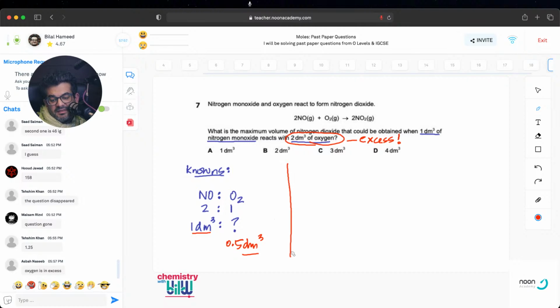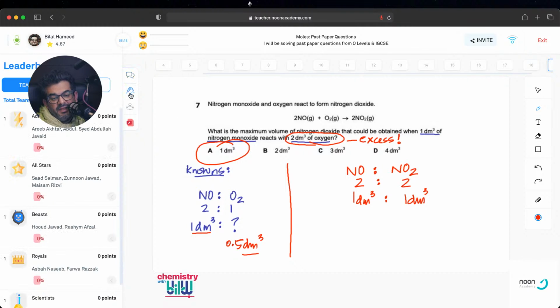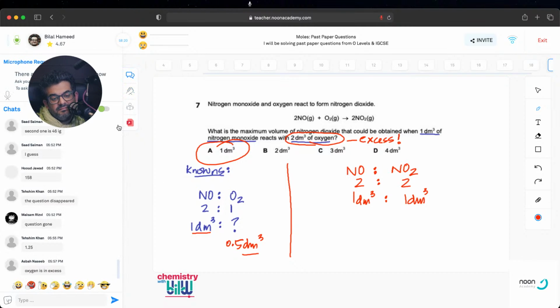Which means that I will use my limiting, which is NO, to find NO2. And their coefficients are 2:2. But how much NO do I have? 1 dm cube. So how much NO2 will it make? 1 dm cube. So the answer is A. Yeah? You follow?